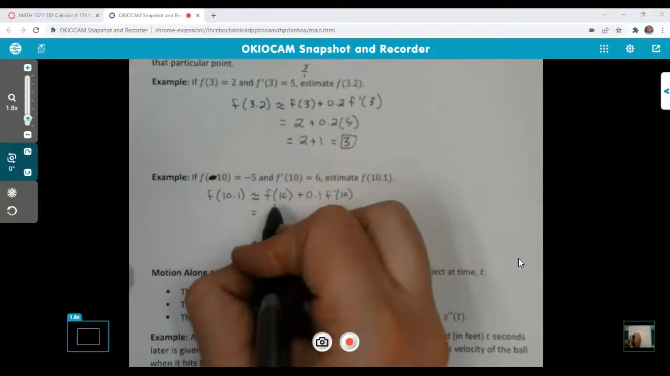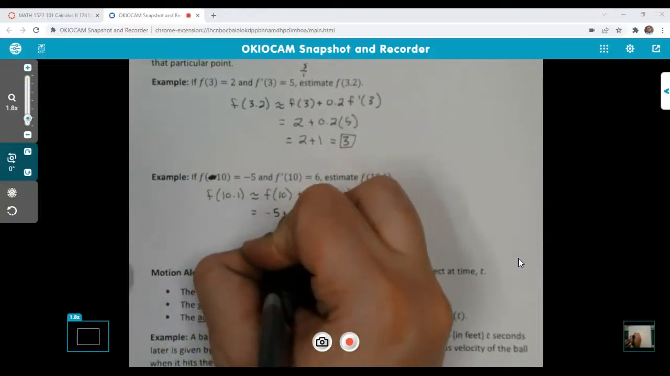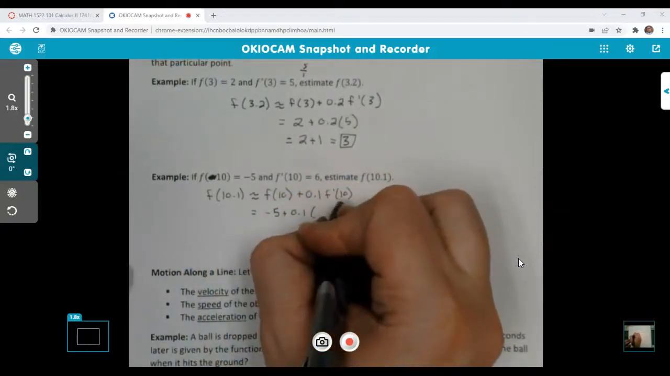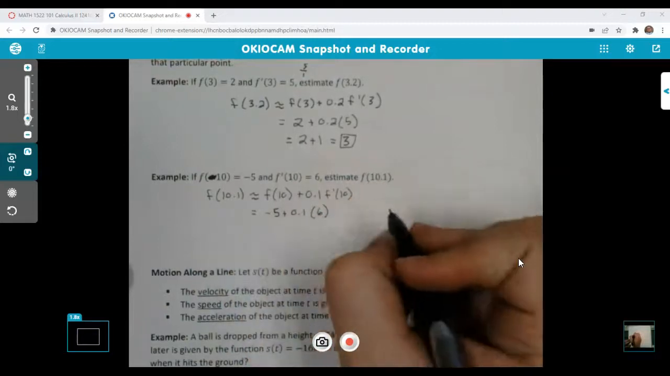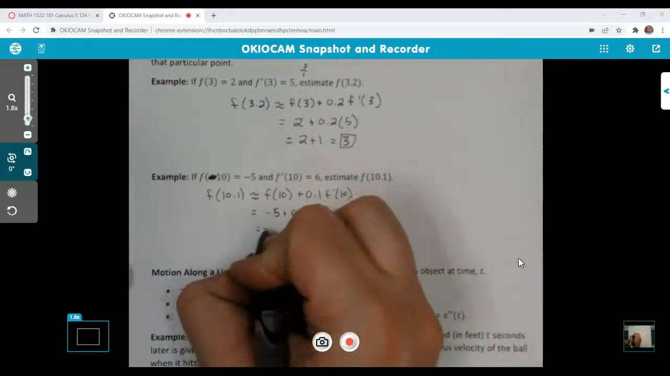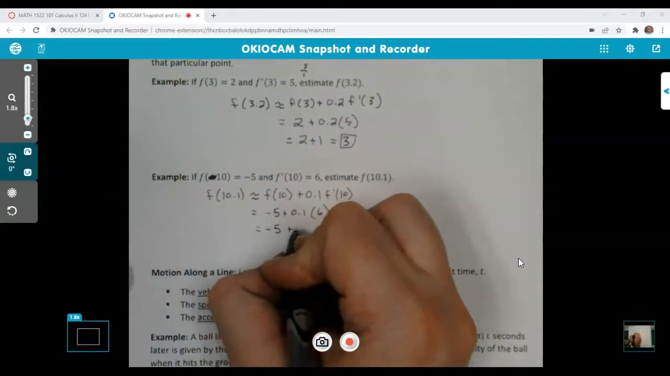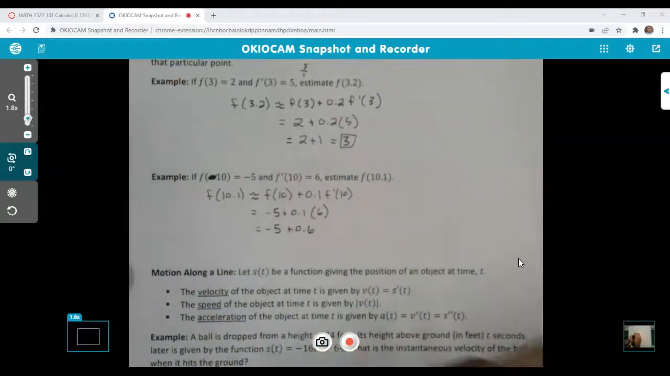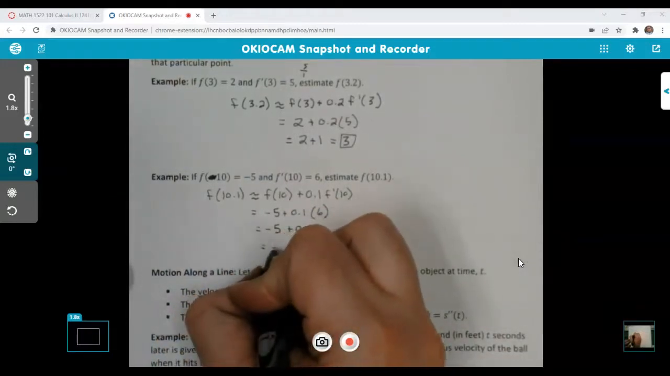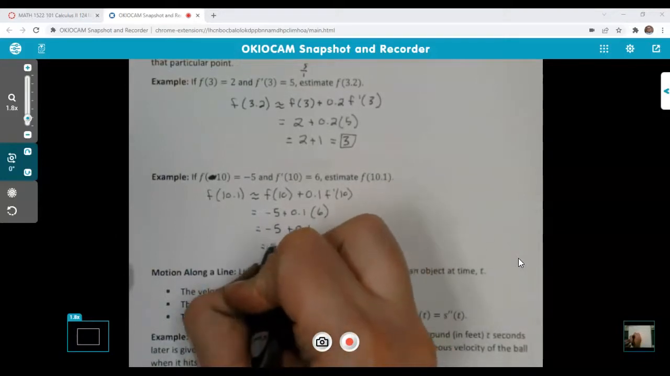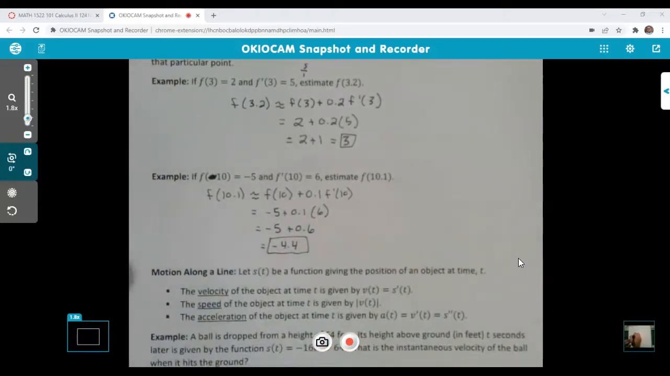So f of 10 we know is negative 5, plus 0.1 times we know f prime of 10 is equal to 6. 0.1 times 6 is 0.6, so negative 5 plus 0.6. Negative 5 plus 0.6 is negative 4.4. So f of 10.1 is about negative 4.4.